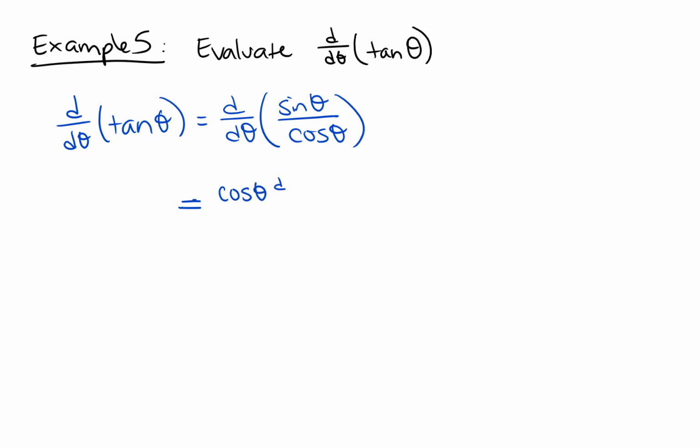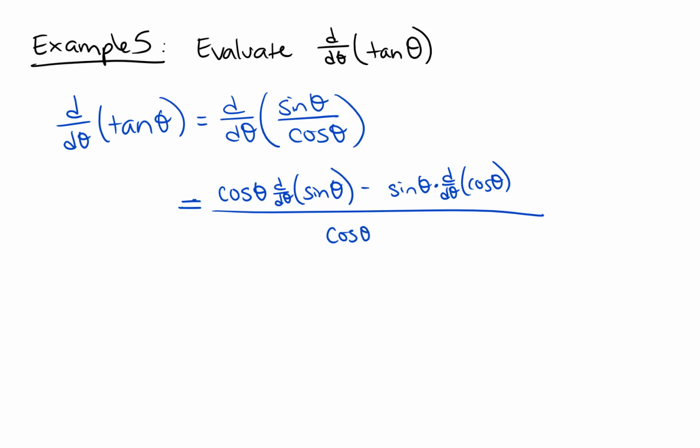So we take low d high minus high d low over low low. If you feel comfortable evaluating these derivatives in that step, you can skip straight to the next step I'm about to write. But it's never a bad idea to write out this line I have here.